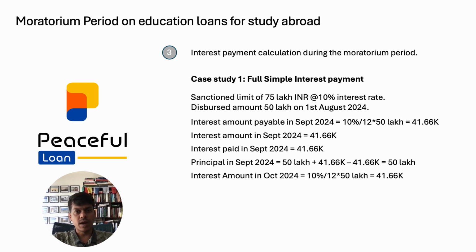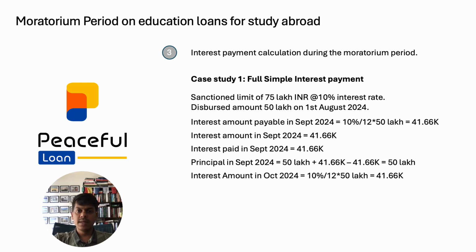Now the case study 1. Full simple interest payment is the case which we'll look at. Assume the sanction limit for you was 75 lakh rupees and the interest rate for the specific case was 10% for the simplicity of calculations, and you're going for a fall 2024 admit to the US. You took a disbursement of 50 lakh rupees on 1st August to pay your fees.